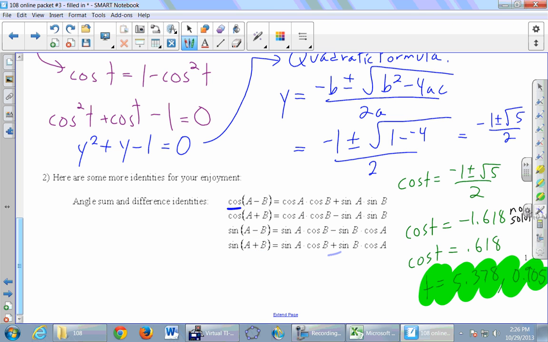Cosine starts off cosine, cosine, and then sine, sine. But sine is a little bit more equal opportunity, and it gives you a sine and a cosine in each term. Sine and cosine, sine and cosine. So it is possible to memorize these 4 equations without too much work because there are some easy patterns in there.